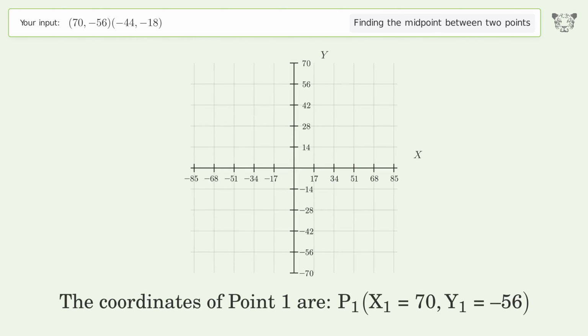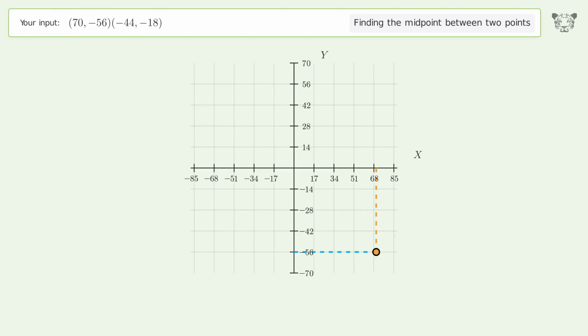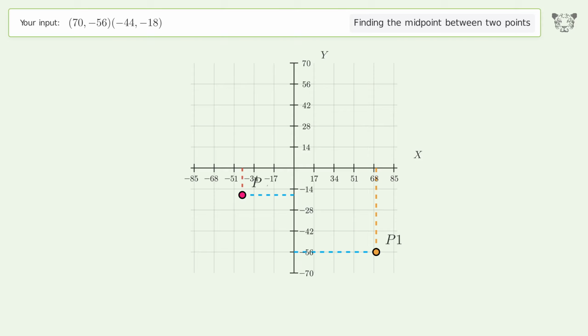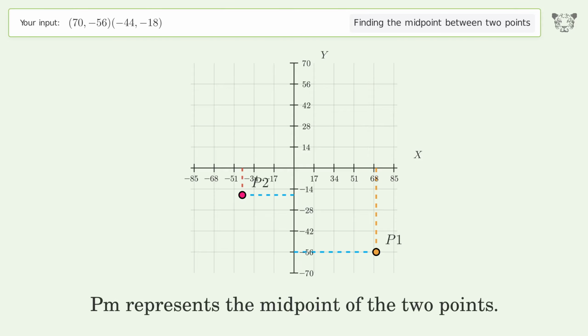The coordinates of point 1 are, x1 equals 70, y1 equals negative 56. The coordinates of point 2 are, x2 equals negative 44, y2 equals negative 18. PM represents the midpoint of the 2 points.